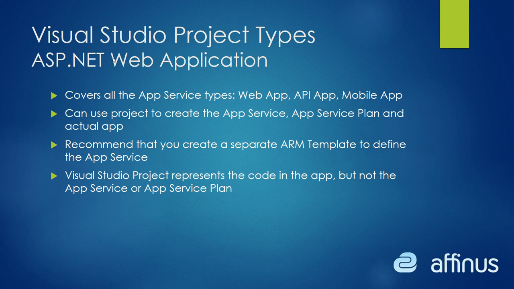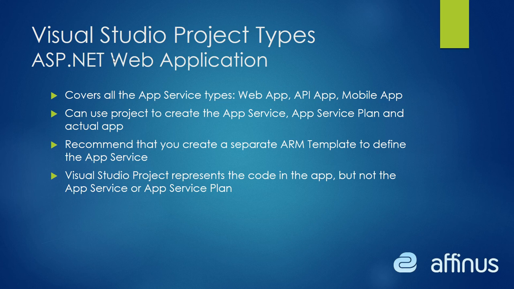So the Visual Studio project that we create, the ASP.NET web application, represents the code in the app. I feel like I'm laboring the point here, but it doesn't represent the app service or the app service plan. The app service is equivalent to the application in IIS.